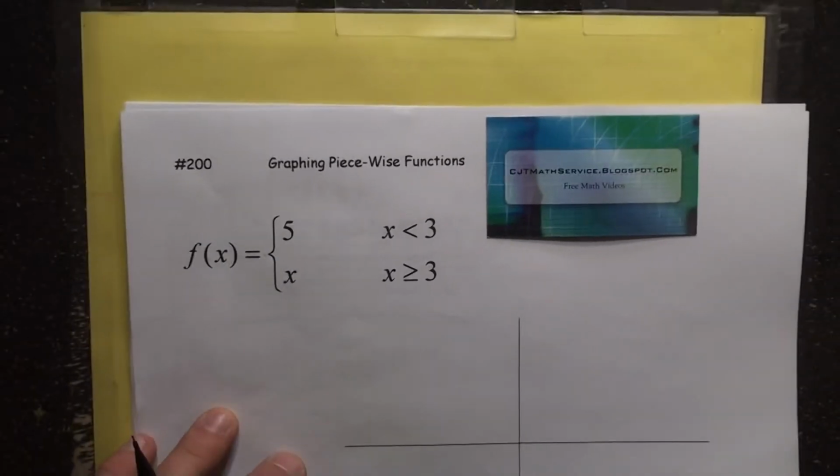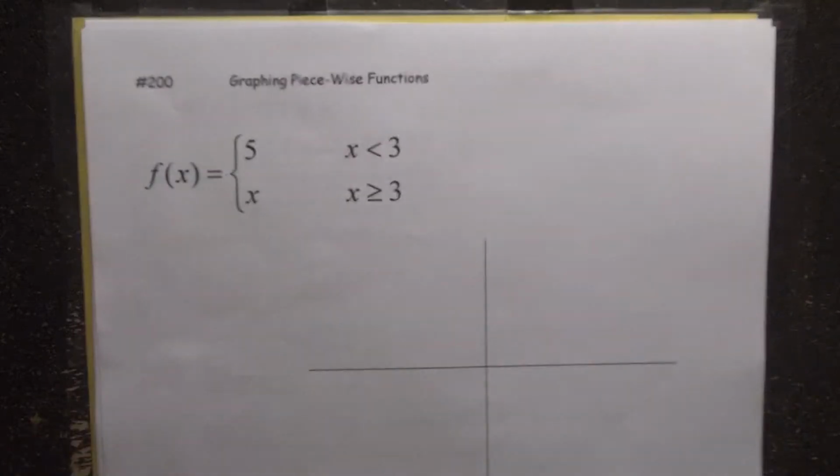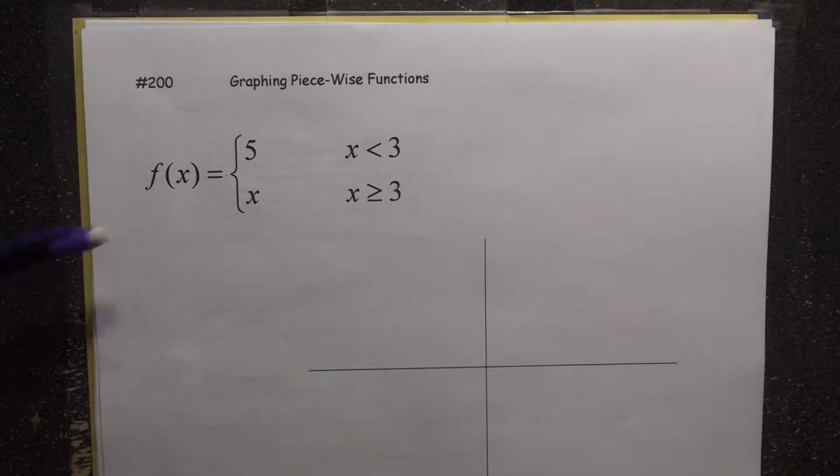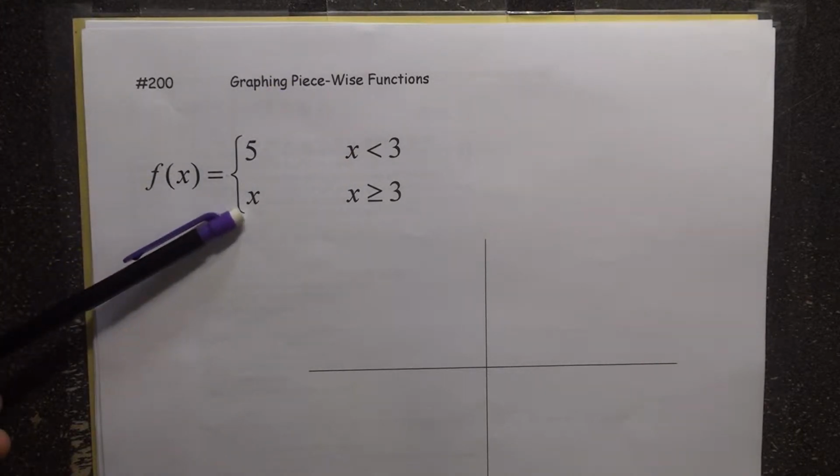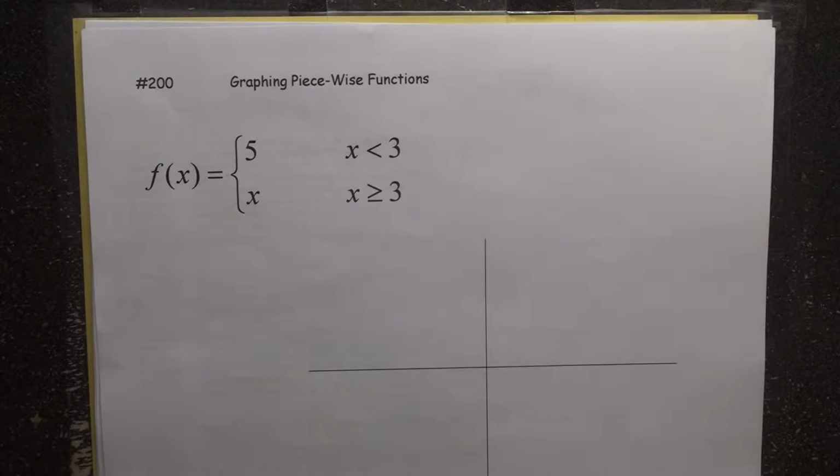Let's take a look at video number 200, graphing a piecewise function. Actually, we got 4 different piecewise functions for you here. And the first one is f of x equals 5 whenever x is less than 3, and x whenever x is greater than or equal to 3. Now it looks like a bunch of numbers and letters, but let's break it down.